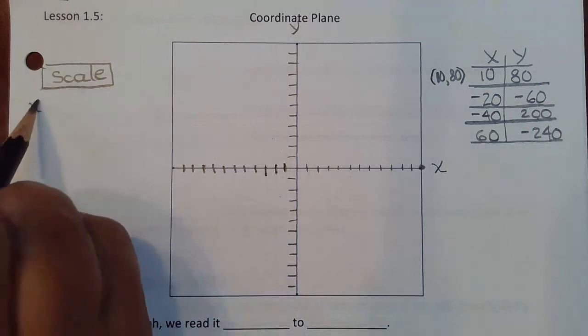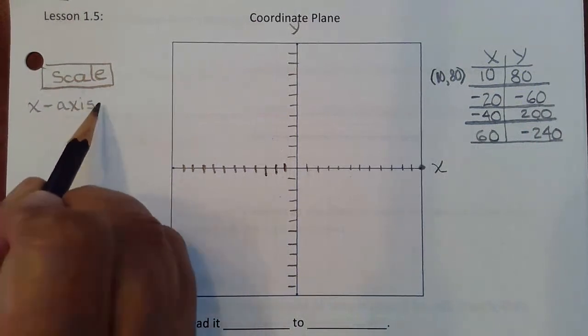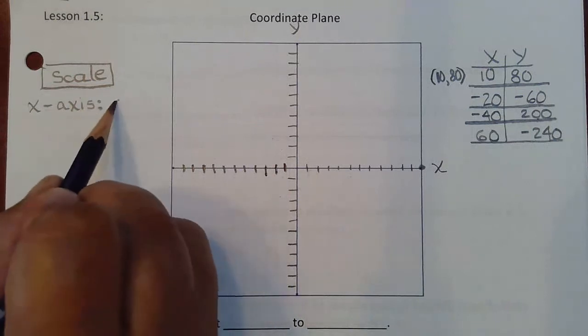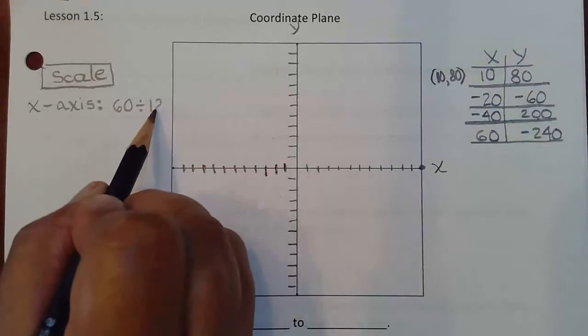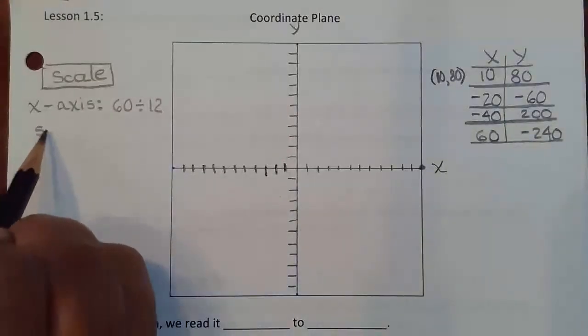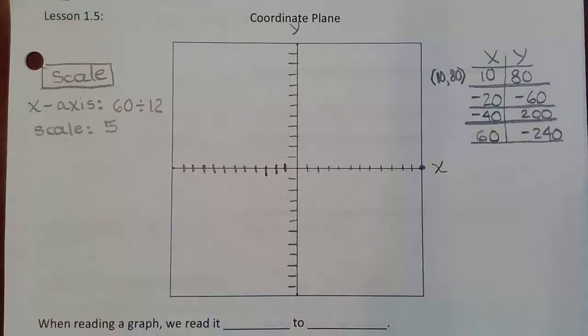So if I want to know what kind of scale to use for the x-axis, I can go, okay, I need to get as high as 60. I have 12 grid marks to play with. That means my scale could be 5. And then you start numbering using the scale.